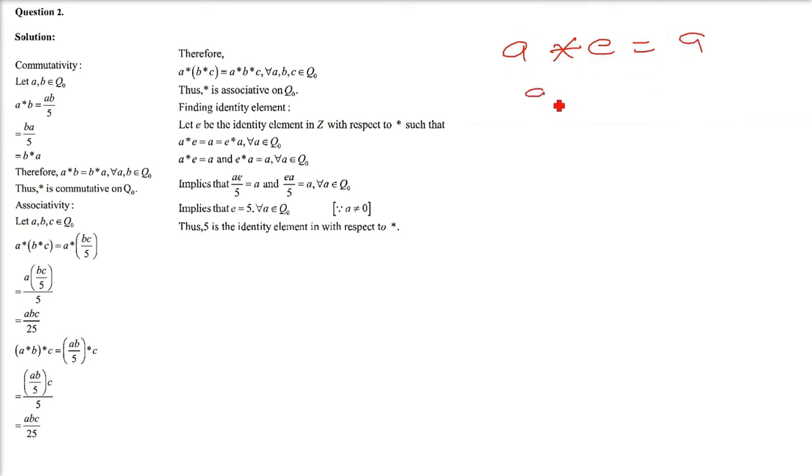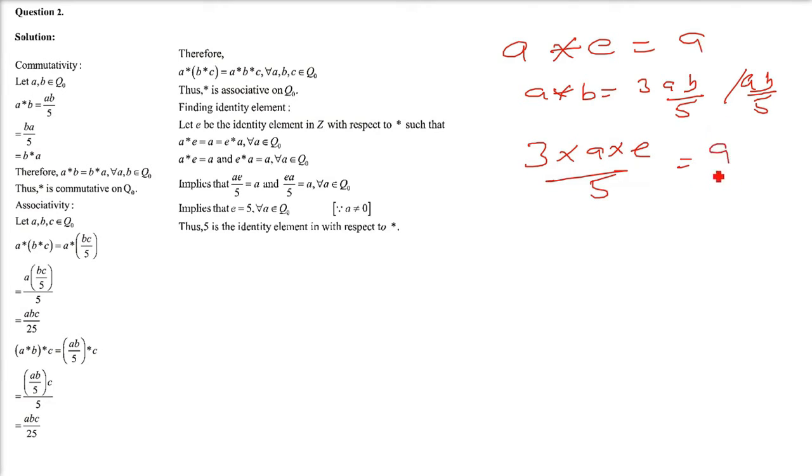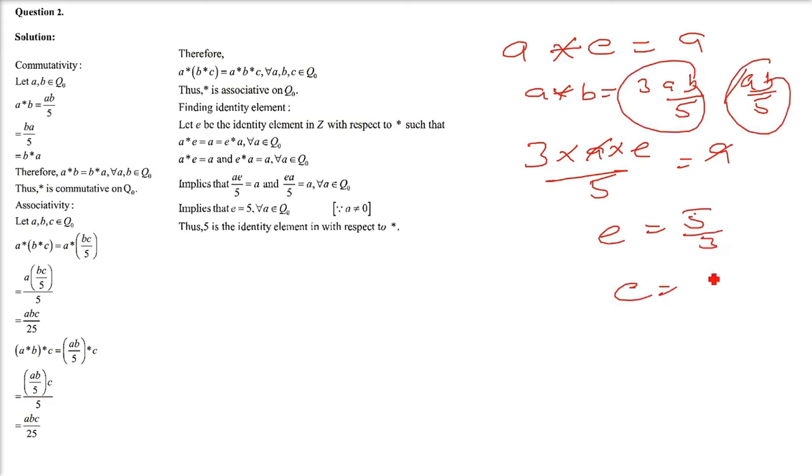So A star B is what? 3AB by 5. So I'll do it for AB by 5 also. So A star B, in this we have to use the B as E. So 3AE by 5, and this should be equal to A. A cancels, E will be 5 by 3. If you are just taking this AB by 5, it will be only 5. So you can take E as 5 or 5 by 3 depending upon whether it is AB by 5 or 3AB by 5. Right? Okay.